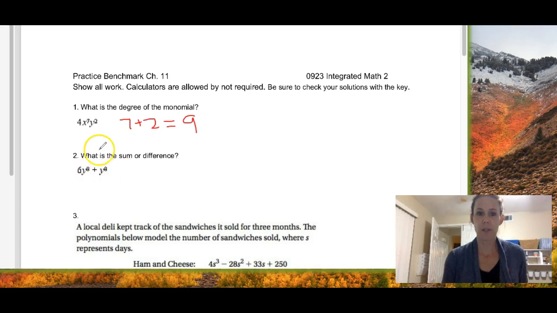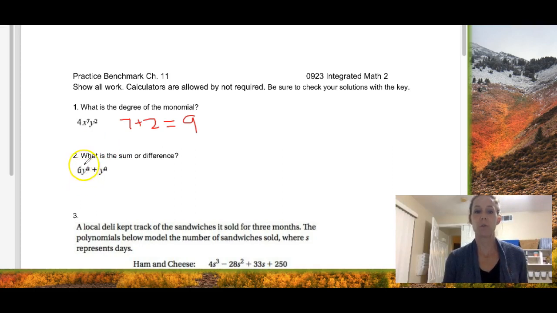So let's go on to number 2. What is the sum or difference? We have 6y to the 8th plus y to the 8th. Now these are the same term. You have to have like terms in order to add. They have to be exactly alike. You can't add y to the 8th and y to the 7th. Those are not alike. They have to be exactly alike to add or subtract.